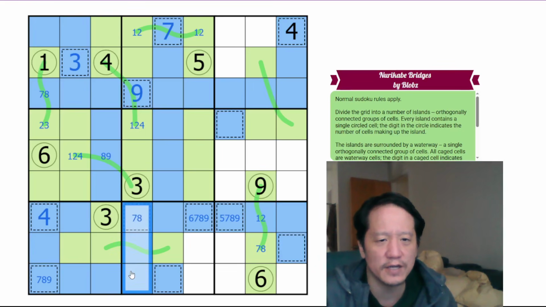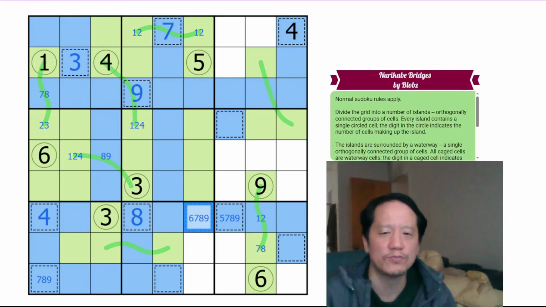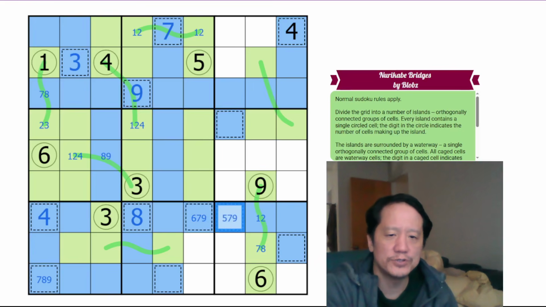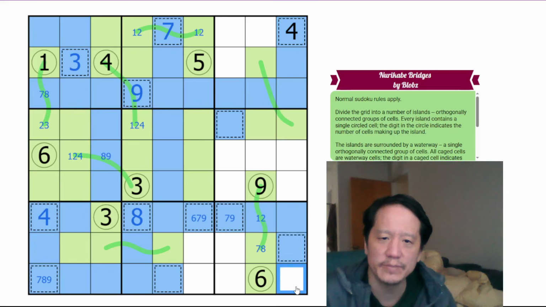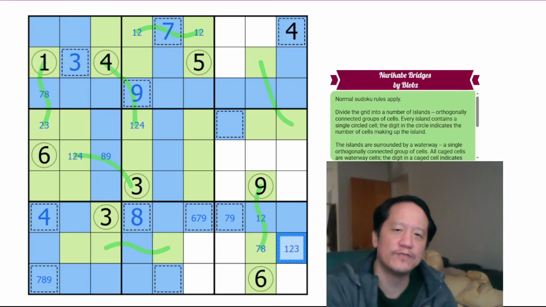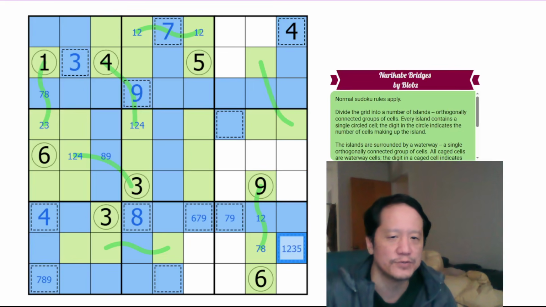So this sees 8. 1, 2, 3, 4, 5, 6, 7, 8. Which eliminates 8 in the rest of the row. Also, this cannot be 5 anymore because it sees at least 6 cells. This sees at most 1, 2, 3, 4, 5. So it cannot be 4 because of 4 in the column, so it's 1, 2, 3, or 5.